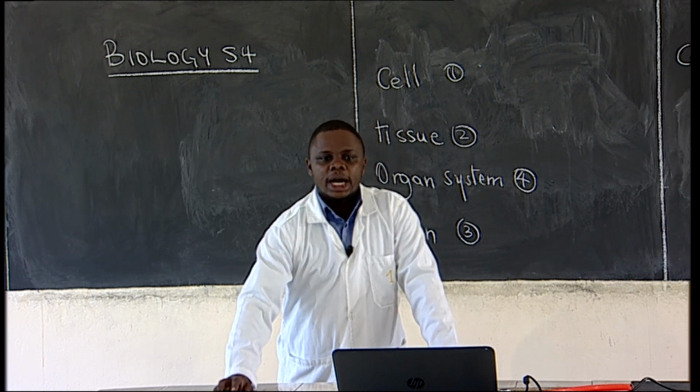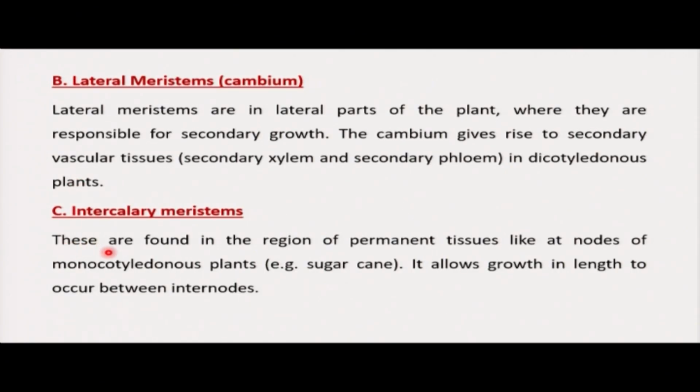So that is what we call lateral meristems. Then we have intercalary meristems. Intercalary are found in the region of permanent tissues like nodes of the monocotyledonous plants. Here we can take an example of sugarcane. And the function of intercalary meristems is to allow growth in length to occur between internodes.